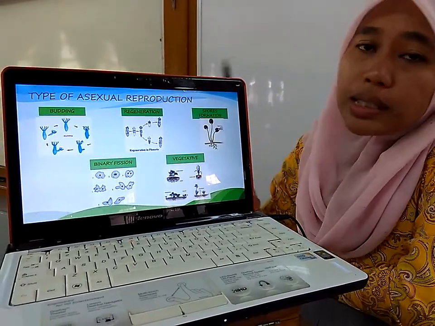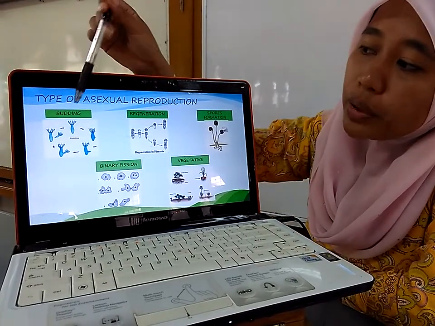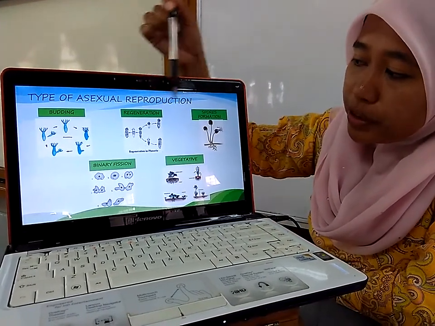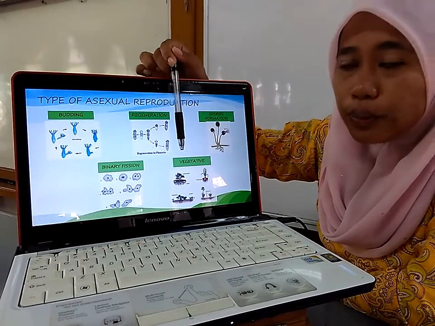Okay, so these are the types of asexual reproduction. We have 5 together. The first one is budding, regeneration, spore formation, binary fission, and also vegetative reproduction.